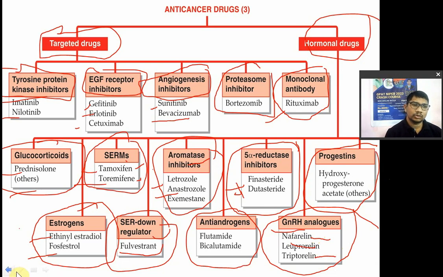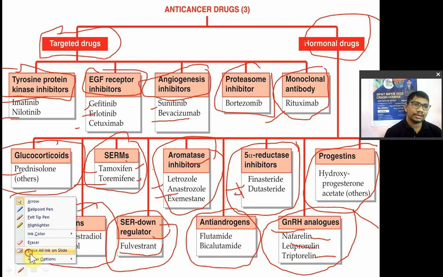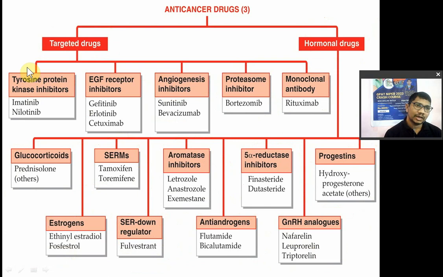Okay, so I would like to revise again very briefly. Anti-cancer drugs part 3, targeted drugs. In that you have tyrosine protein kinase inhibitors: imatinib, nilotinib. The second class in targeted drugs is epidermal growth factor receptor inhibitors: gefitinib, erlotinib and cetuximab. These are the drugs. They are mostly used in colorectal cancers, small cell lung cancer, and renal cancers, right?